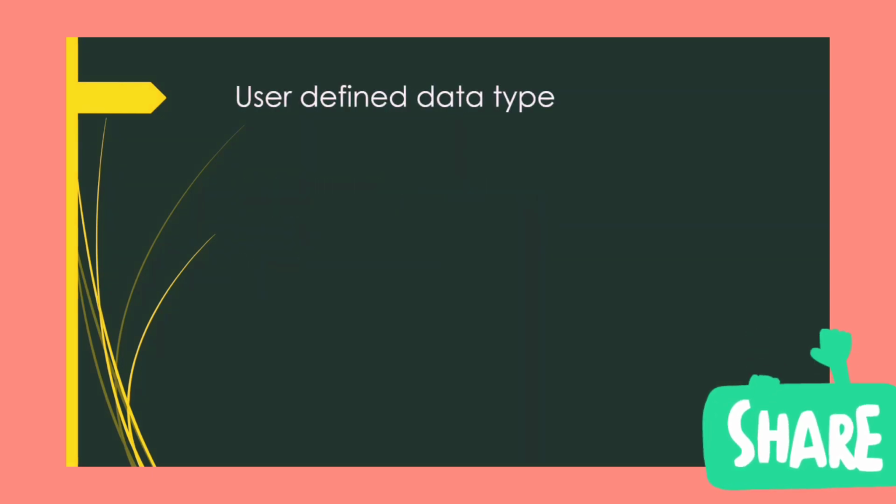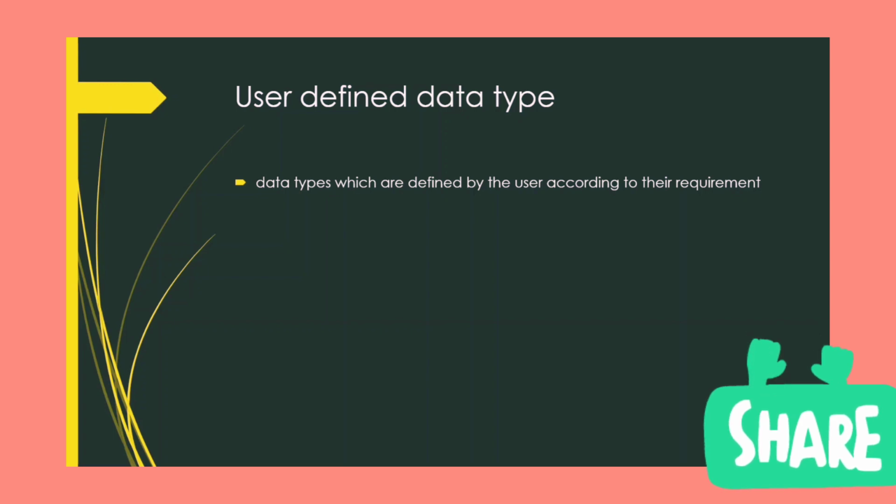Now, next is the user-defined data type. Data types which are defined by the user according to their requirement are known as user-defined data types. C has a feature called typedef, which allows programmers to define their own identifier that could represent an existing data type. Now there are 3 types of user-defined data types, namely structure, union, and enumeration. Structure is defined using the struct keyword and is used to store data items of different data types under a single name.